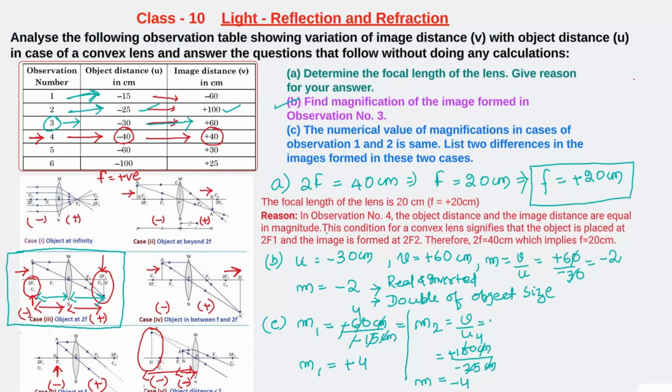What are the differences in these two cases? Let's see. In the first case, we see that the magnification value is plus 4, which means that the image is 4 times magnified and the image is virtual and erect. The plus sign in the magnification value indicates that the image is virtual and erect. Whereas in the second observation, the magnification is minus 4, which indicates that the image is 4 times magnified, but the minus sign in the magnification indicates that the image is real and inverted. So if you have a negative sign in the magnification, it indicates that the image is a real and inverted image.